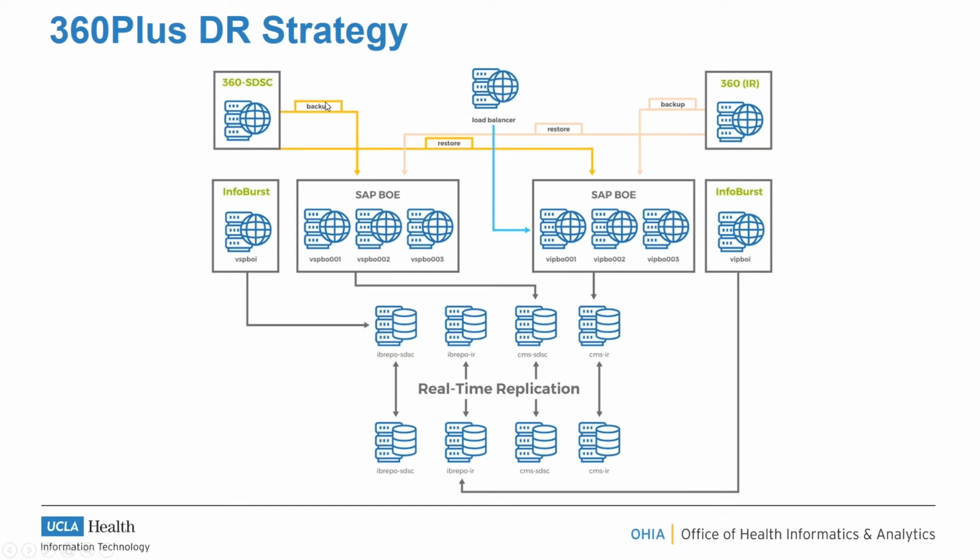So the diagram we're looking at now is our overall visualization of the DR strategy. I just want to focus on the center, where we have 2 basic business objects environments. These are the environments that are functioning independently.